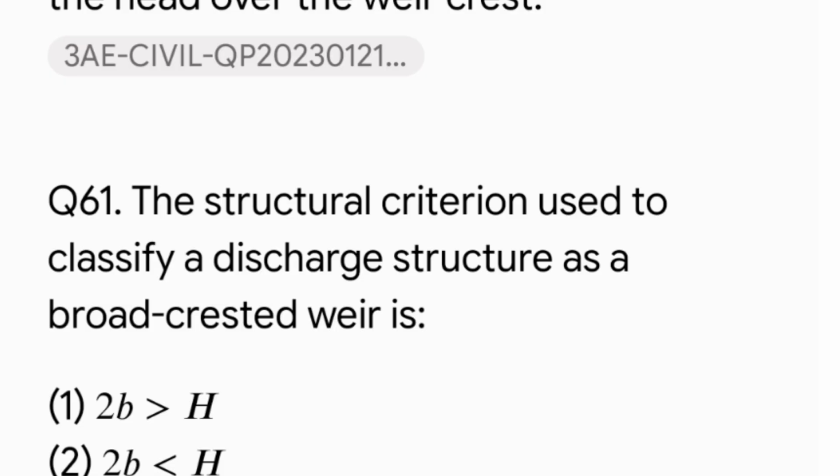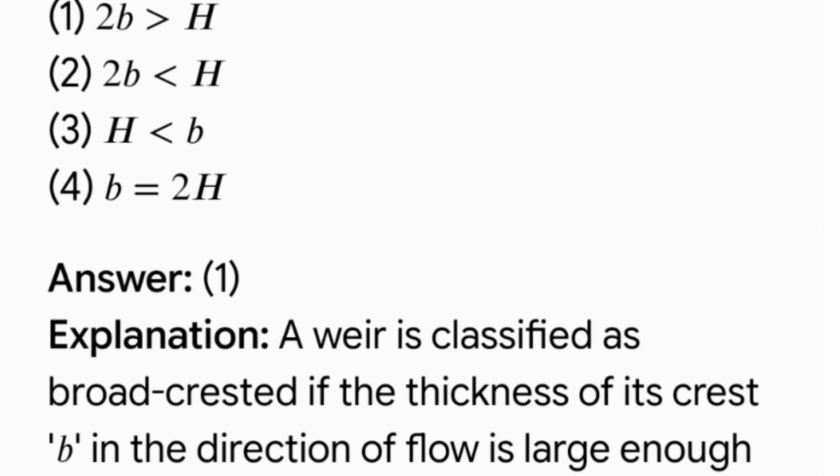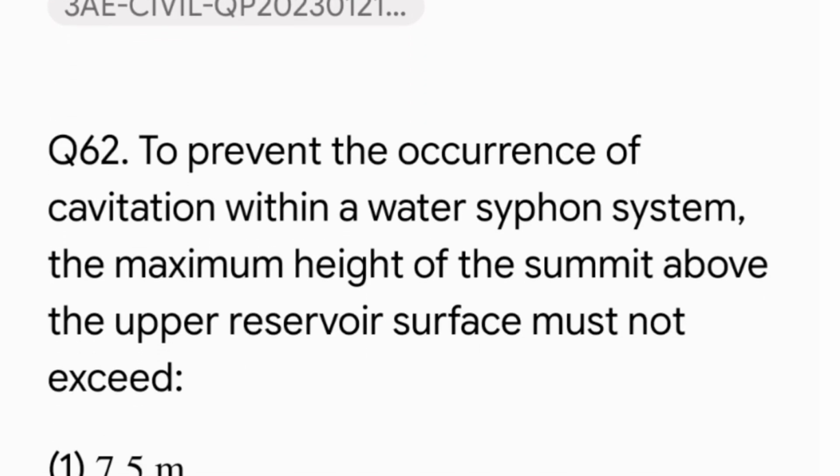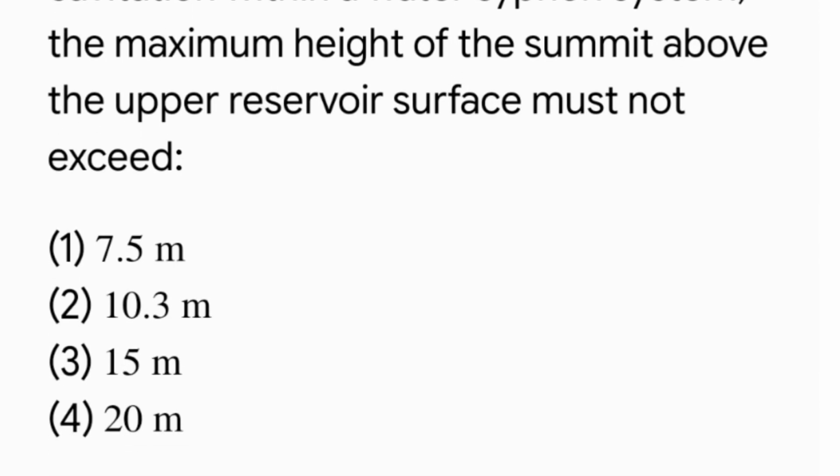2b is greater than h. Next question. To prevent the occurrence of cavitation within a water siphon system, the maximum height of the summit above the upper reservoir surface must not exceed, correct answer, 7.5 meters.